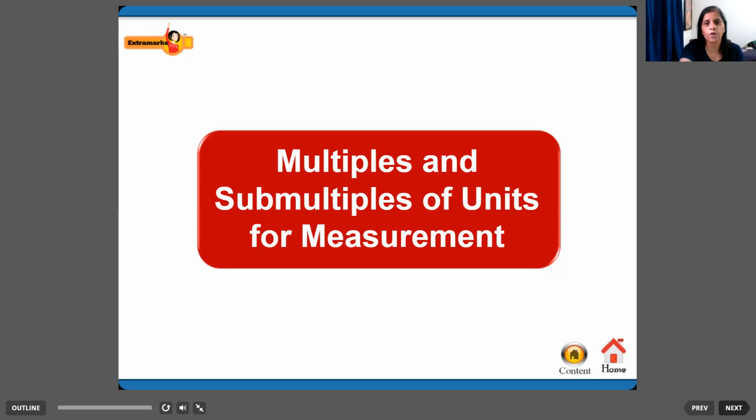It is just to make you understand, it is not there in your syllabus. Only the conversion of kilometer to meter, meter to centimeter and centimeter to millimeter is there in your syllabus. This is all extra information.